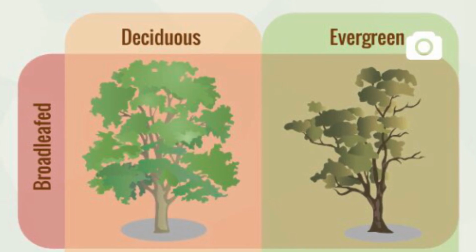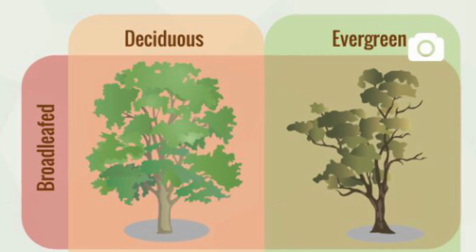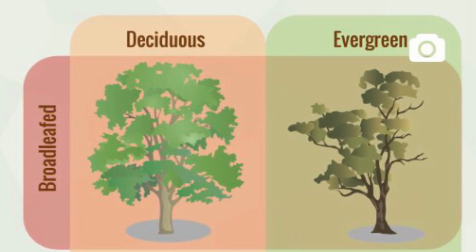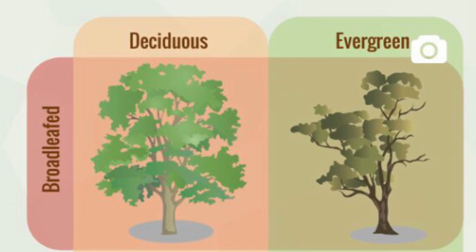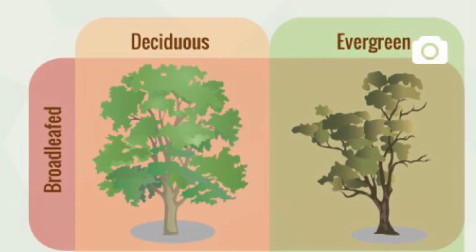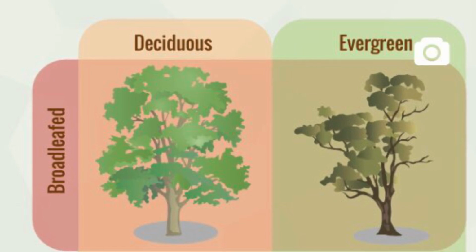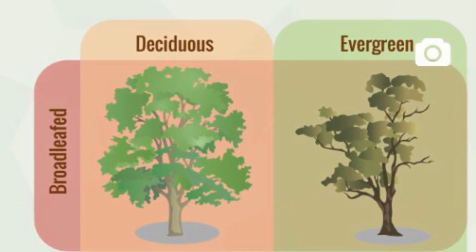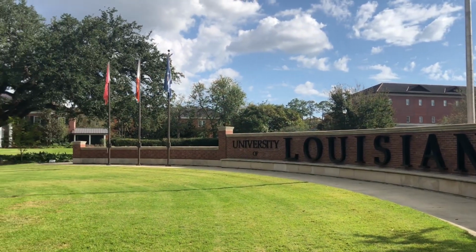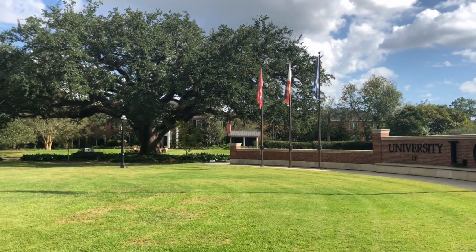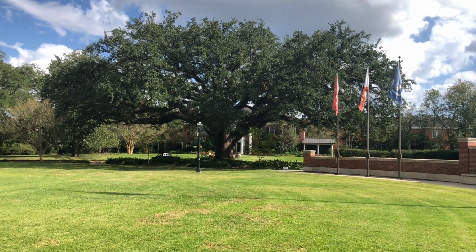If we look in the upper right-hand corner, we have evergreen and broadleaf. And here we have like a holly or a eucalyptus tree. Also, we have what are called live oaks or evergreen oaks. And on the campus here at the University of Louisiana at Lafayette, we have what are called southern live oaks or century oaks that are all around the campus, and they do not lose their leaves.